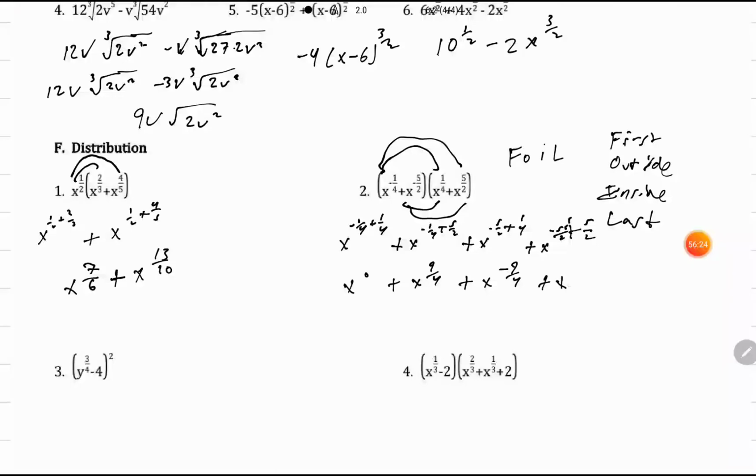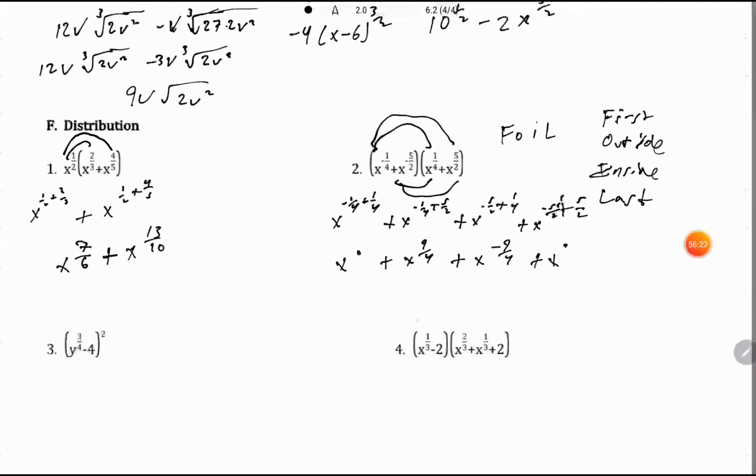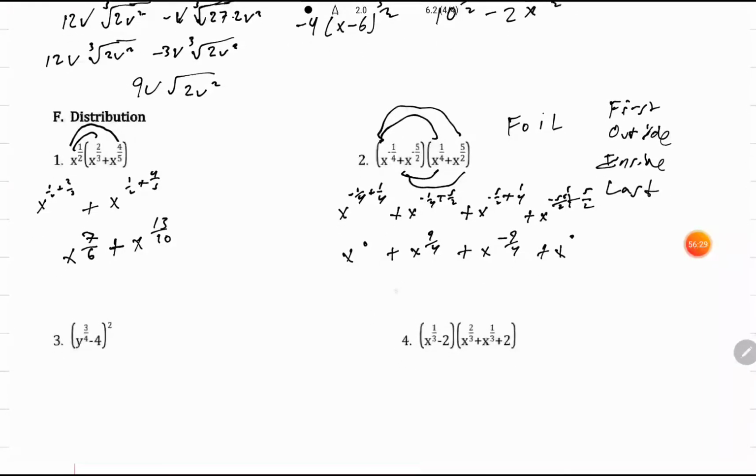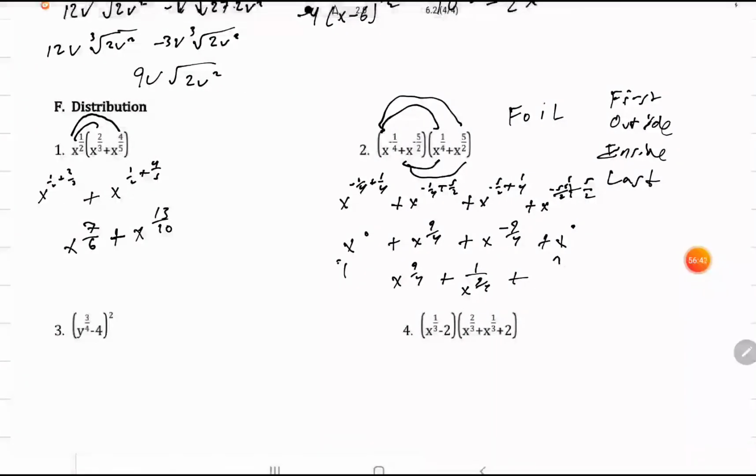Oh, well, this is also x to the 0, by the way. So anything to the 0 power is 1. So I have x to the 9/4 plus 1 over x to the 9/4 plus this 1. So this is 1. This is 1. So that's 2. Okay. This is not so bad.